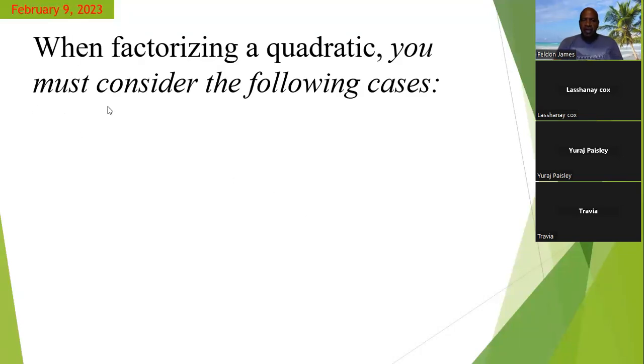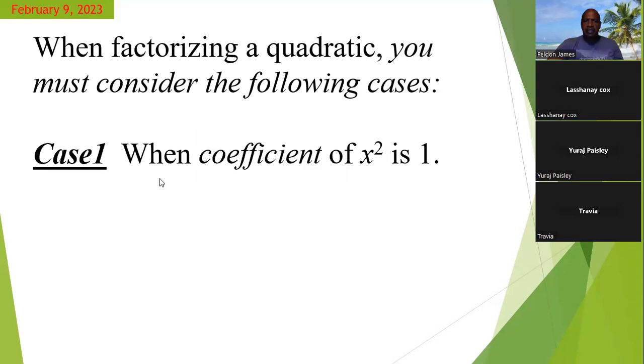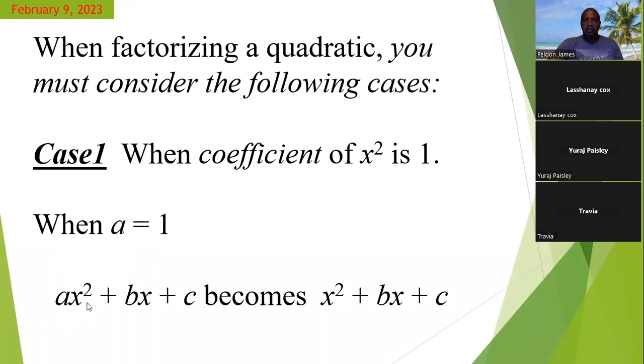All right, now we have two different approaches based on how the general form appears. So when factorizing a quadratic, you must consider the following cases. Case 1, when the coefficient of x squared is 1. When we talk about x squared here, we are referring to the variables in the general form. So the x squared here would be the first variable.